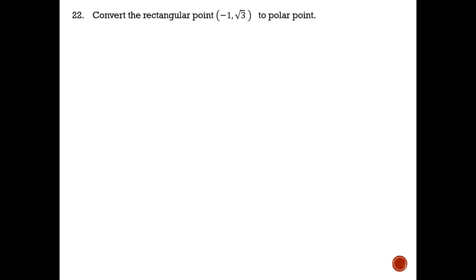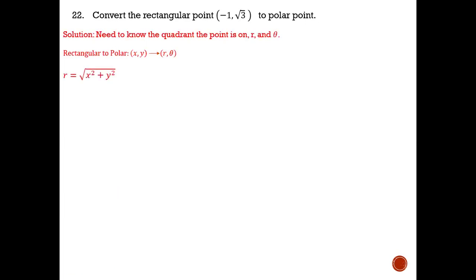Let's do another one. Let's do it backwards now. Let's go from rectangular to polar. So in this particular problem, they're giving me the x and y, right? So we need to know what we want to find out. What is the radius and what is the angle?